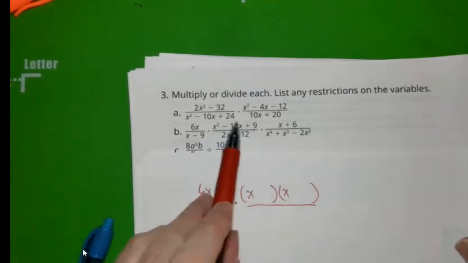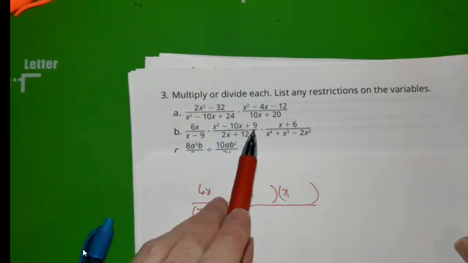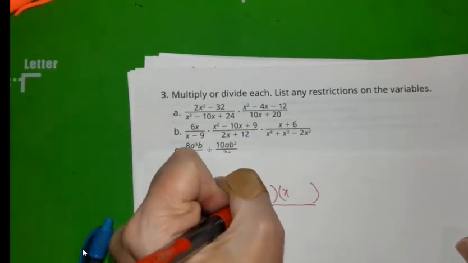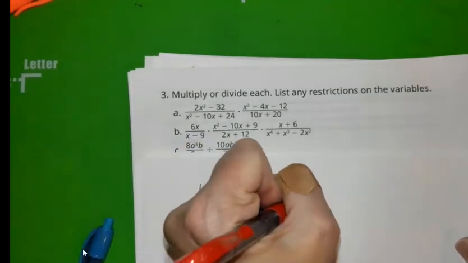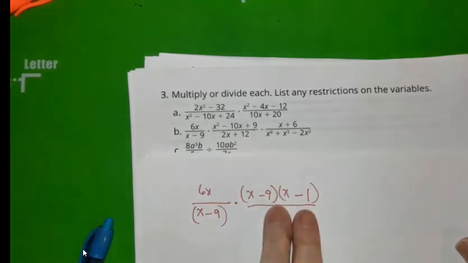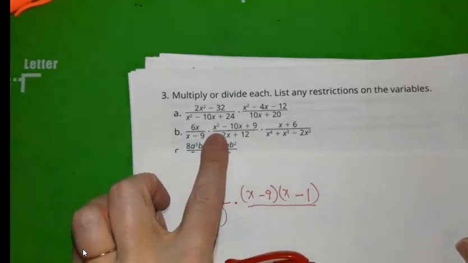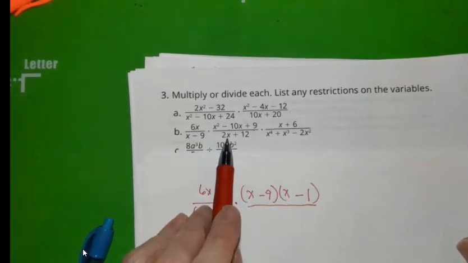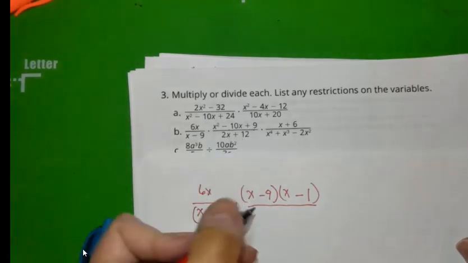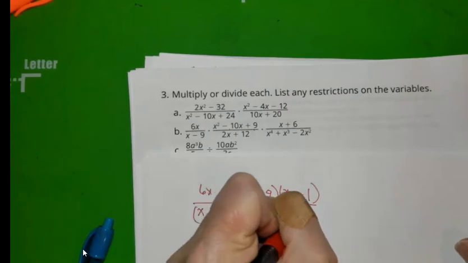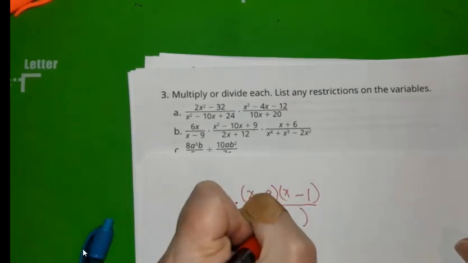To get 9, and I need it to add to negative 10 here. So let's use a negative 9 times a negative 1, because negative 9 plus negative 1 would give me the negative 10x in the middle. In the denominator, I have a 2x plus 12, so let's factor out the common factor 2 and get 2 times x plus 6.